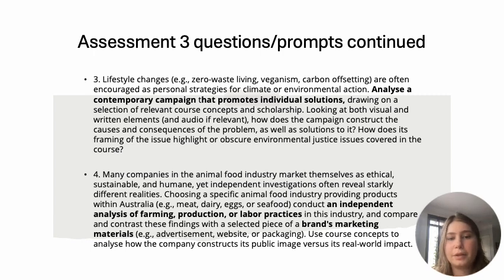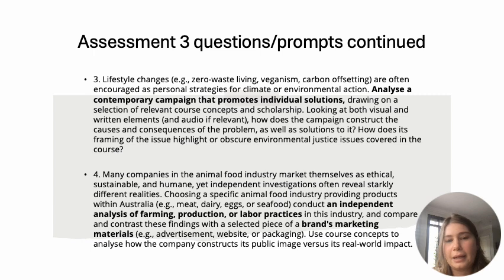Prompt number 3 is lifestyle changes. For example, zero waste living, veganism, and carbon offsetting are often encouraged as personal strategies for climate or environmental action. Analyze a contemporary campaign that promotes individual solutions, drawing on sections of relevant course concepts and scholarship, looking at both visual and written elements and the audio if relevant for these cases or campaigns.